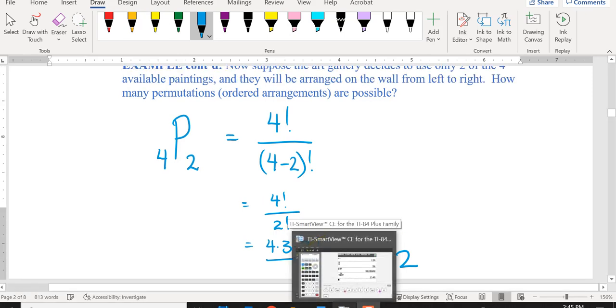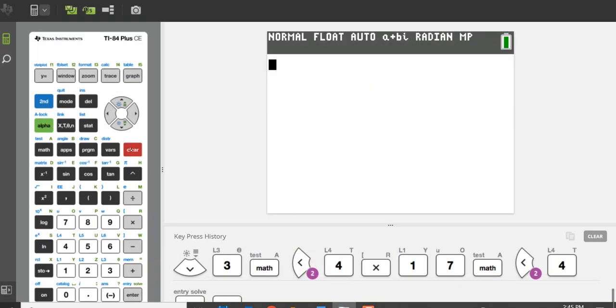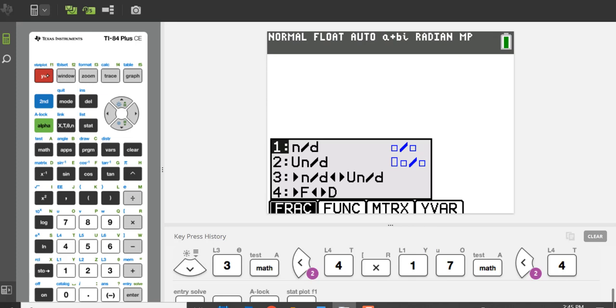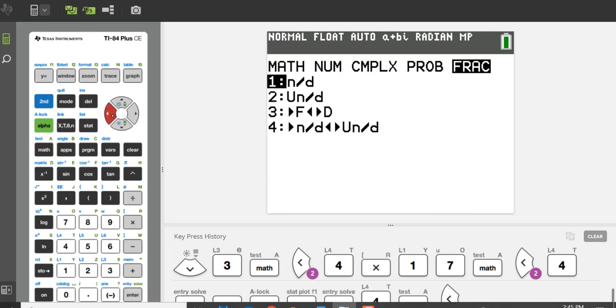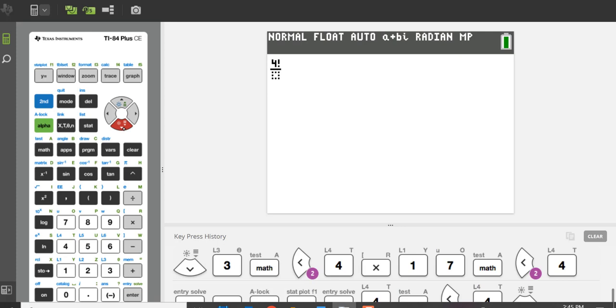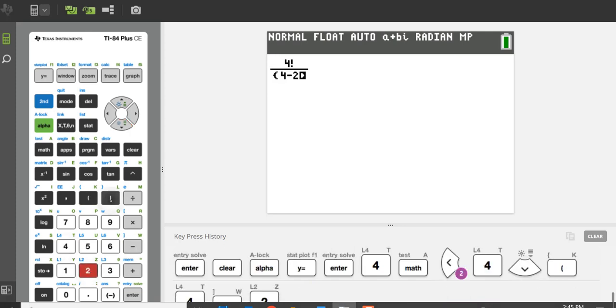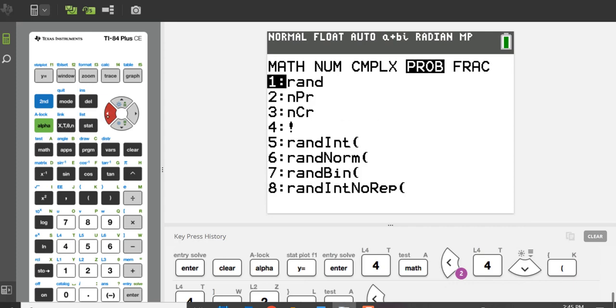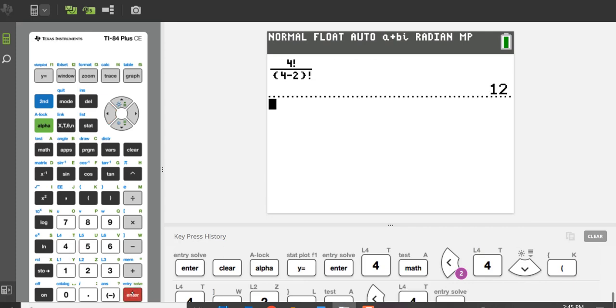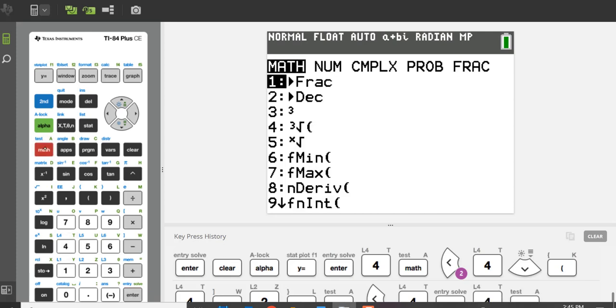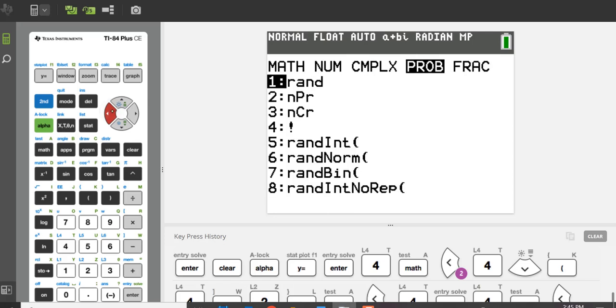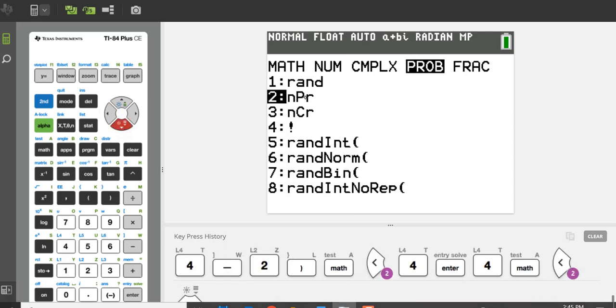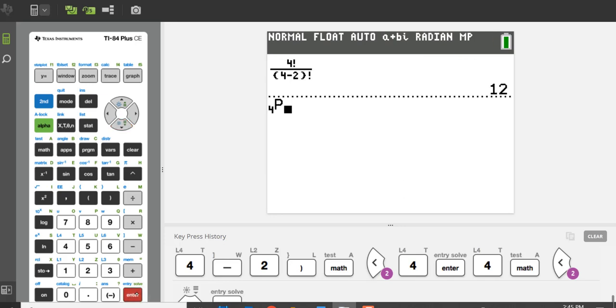Okay, another trick on the calculator. We could type 4 factorial over 2, or we could do 4 minus 2 factorial. We could do it that way. Or we can say there's 4 objects, math, probability. Do you see number 2 says nPr? Hit enter, and then 2. It does it for us.